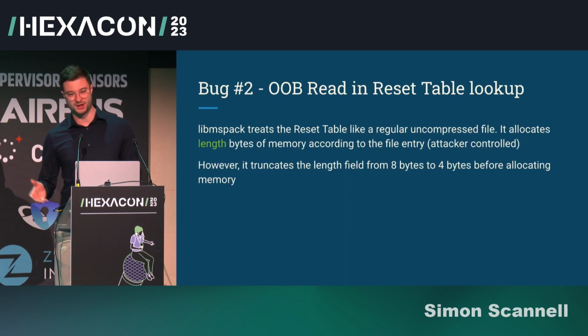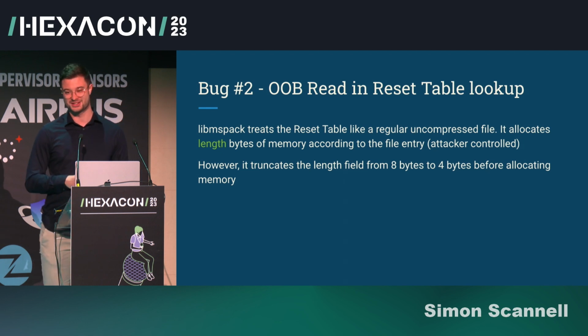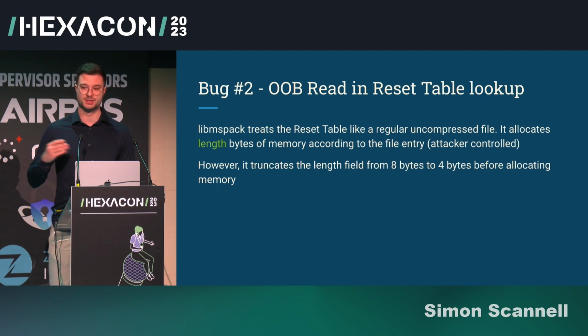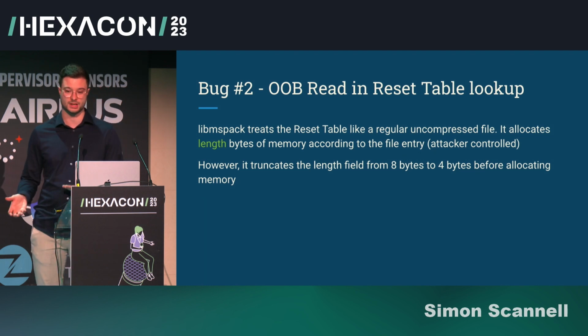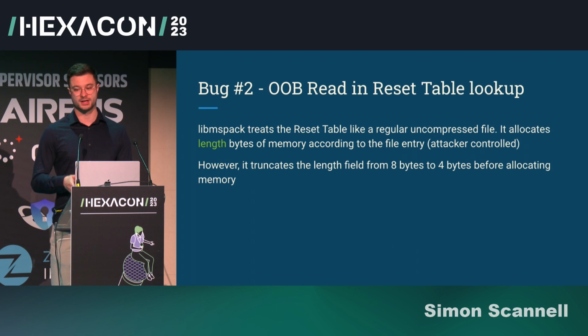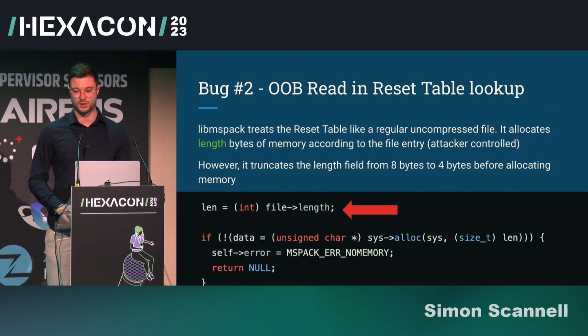So, as you might have guessed where this was going, there is an out-of-bounds read in the reset table lookup. So libmspack treats the reset table like a regular uncompressed file, which means it allocates length bytes of memory according to the file entry, which is attacker controlled. However, it truncates the length field from 8 bytes to 4 bytes before allocating memory. And we can see this here.